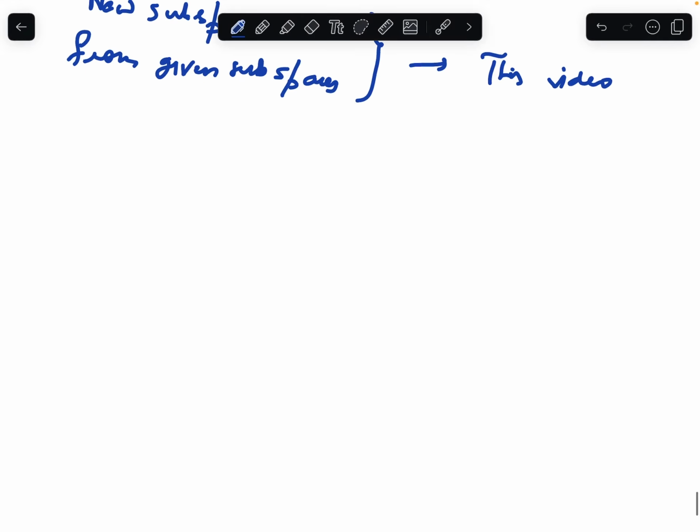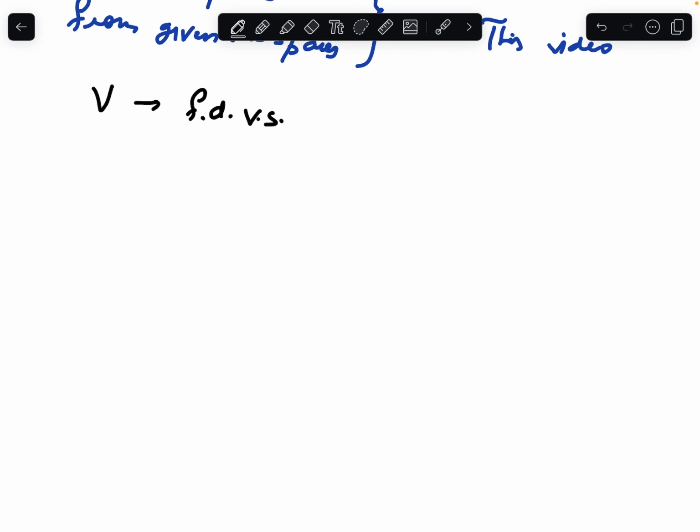Okay, so let's start. Suppose that V is a vector space. It doesn't have to be a finite dimensional vector space. And as I've said before, whenever I say vector space, I mean vector space over field K, where K is either R or C.